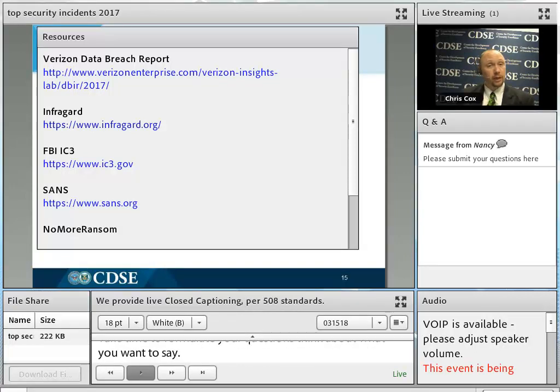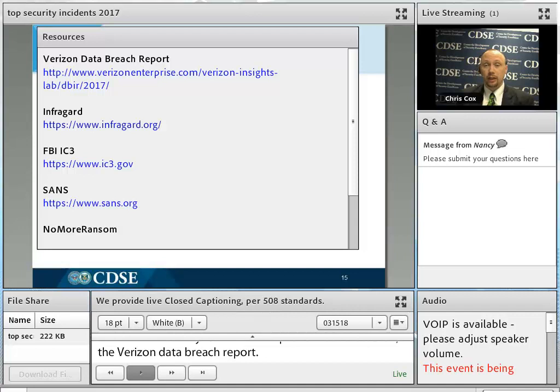One is the Verizon Data Breach Report. Every quarter and every year, Verizon creates a data breach report that highlights some of this information. It talks about certain trends in different sectors and talks about what they're seeing from their perspective as they put this information together.